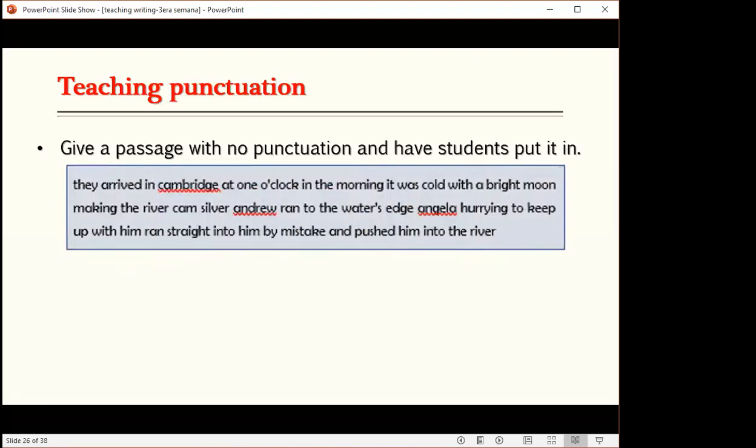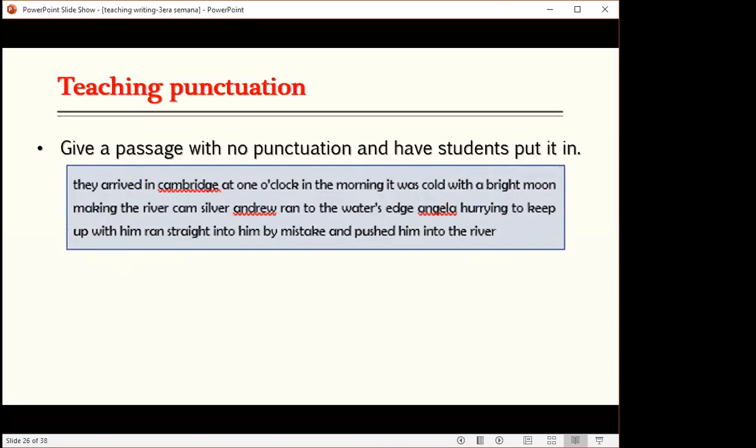They arrived in Cambridge at 1 o'clock in the morning. It was cold with a bright moon, making the river become silver. Andrew ran to the water's edge, Angela hurrying to keep up with him. Notice there is no punctuation at all. So the students need to correct these texts by putting in the correct punctuation.